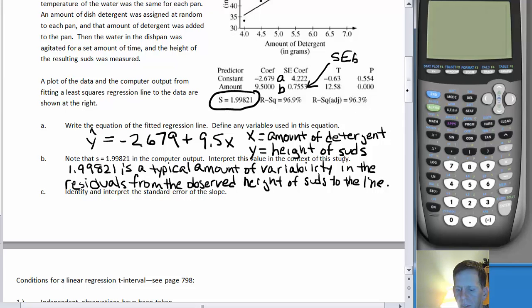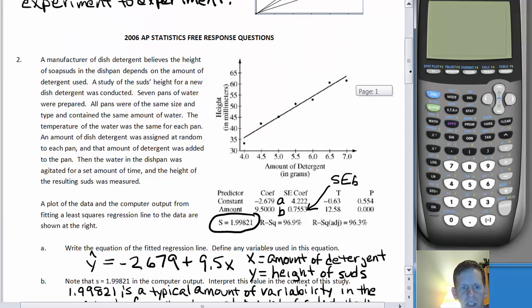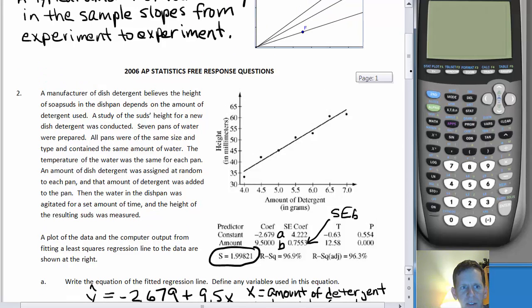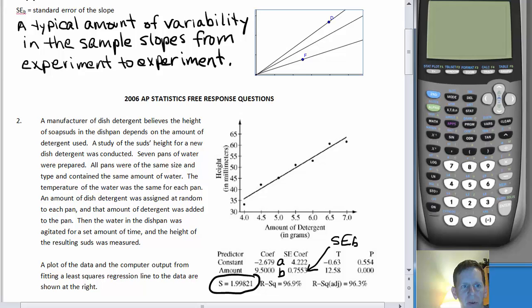When we interpret this, we're literally going to use our definition, and we're going to say that 0.7553 is a typical amount of variability in the sample slopes from experiment to experiment.